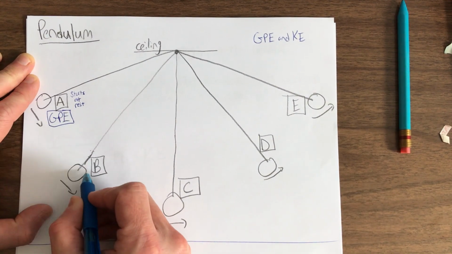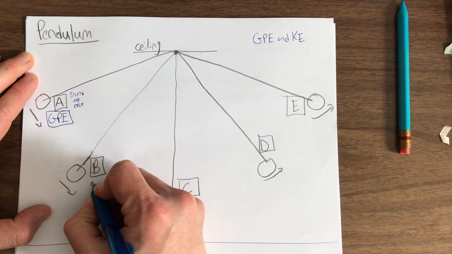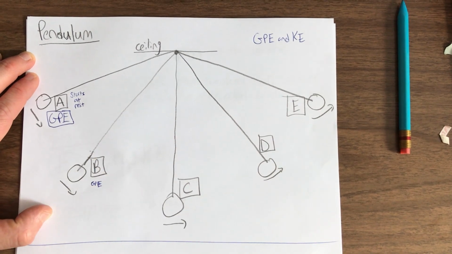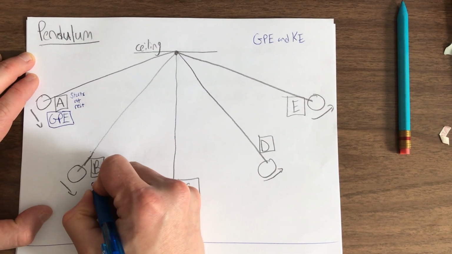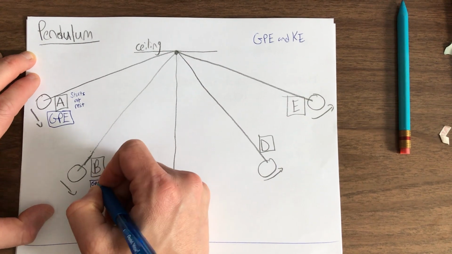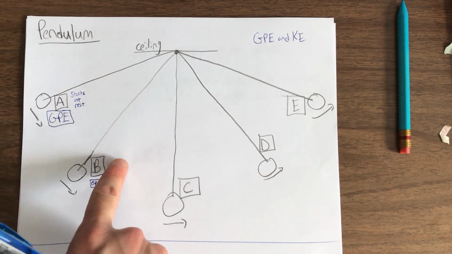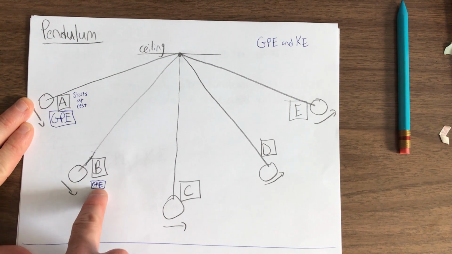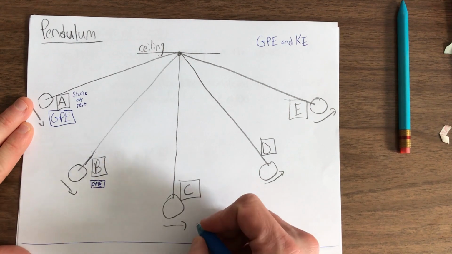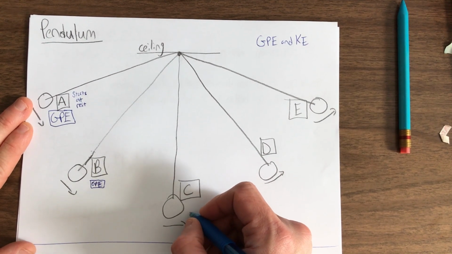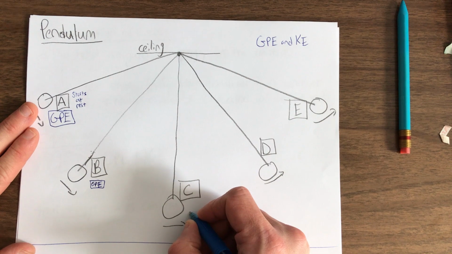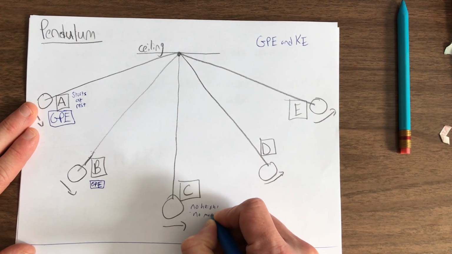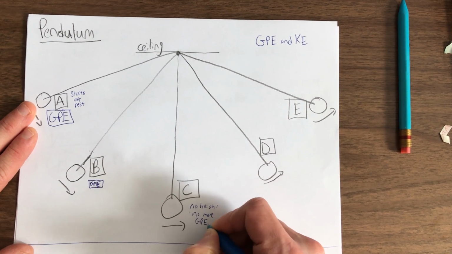Now as it swings down, it gets lower, so it actually loses GPE. So I'm going to write GPE smaller letters because there's less of it. So it starts with a lot of GPE, now there's a little less GPE, but it still has some height above the ground, so it still has a little bit of GPE. And here at letter C, we're going to basically see it's almost at the ground. So we're going to say no more height, no more GPE.